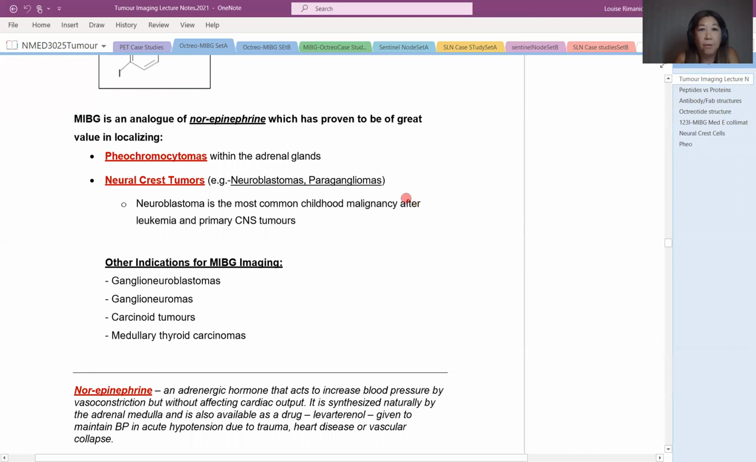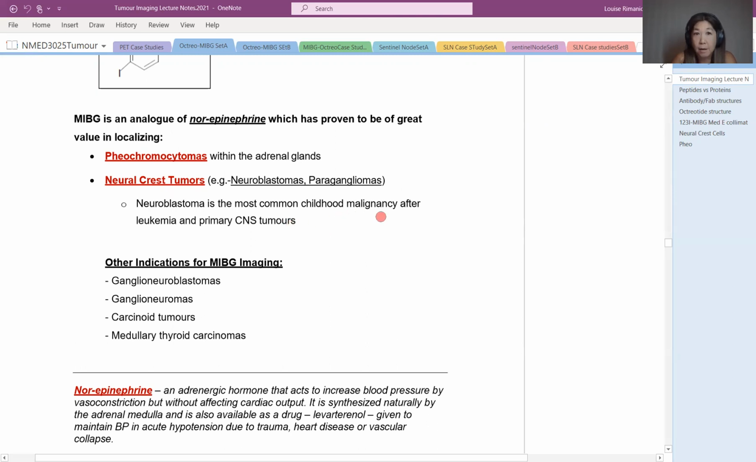Next, we have the neural crest tumors. And this is probably the most common indication for doing MIBG scans in children. Neuroblastoma is the most common childhood malignancy after leukemia and the primary CNS tumors. So it's the most common extracranial solid cancer in children. And we saw a lot of these at Children's Hospital. About 50% of the kids have METs at the time of diagnosis, which is part of the reason why their prognosis is generally a lot poorer than some of the other childhood malignancies.